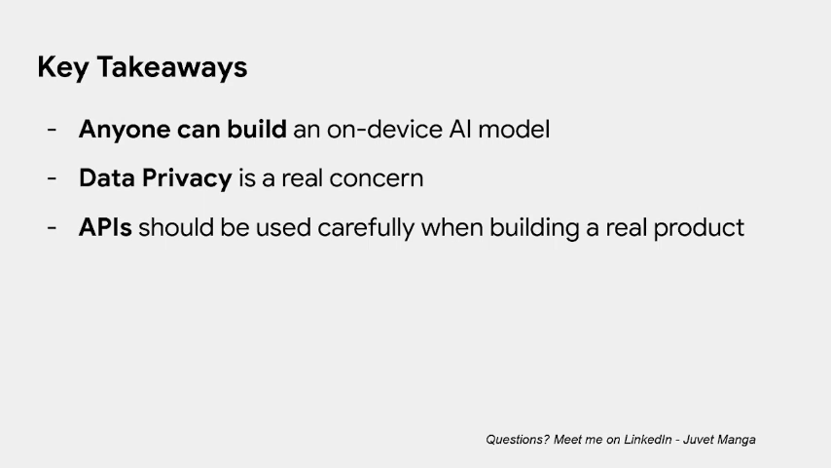If you can remember just three things from this, anyone can build an on-device AI model. Anyone, I mean any person interested in developing, and it's not very complicated. It just needs a lot of practice, as everything actually does. Next, data privacy is a new concern. Though we don't talk very much about it recently, it's something to always keep in mind. And lastly, APIs should be used carefully, especially when trying to build a real product.